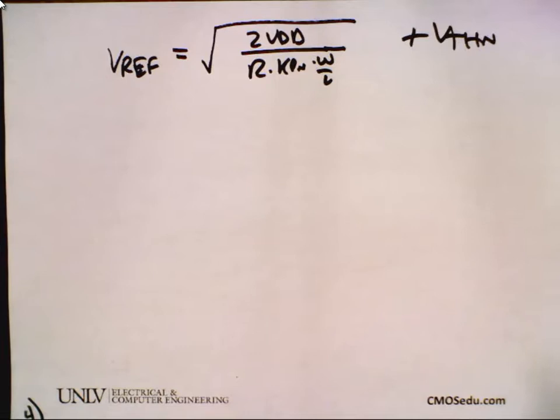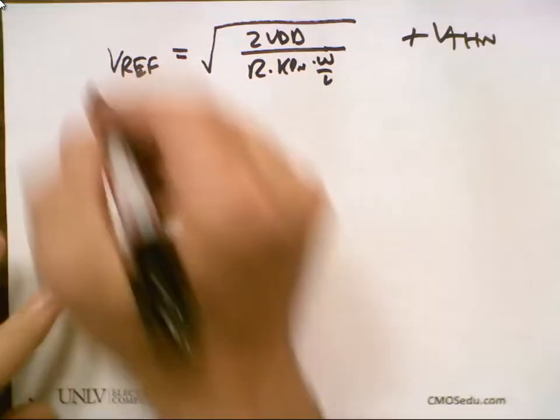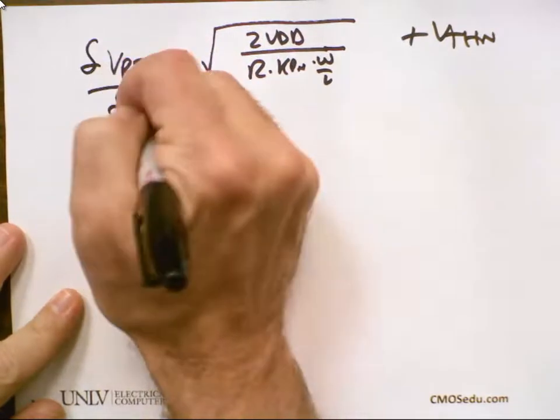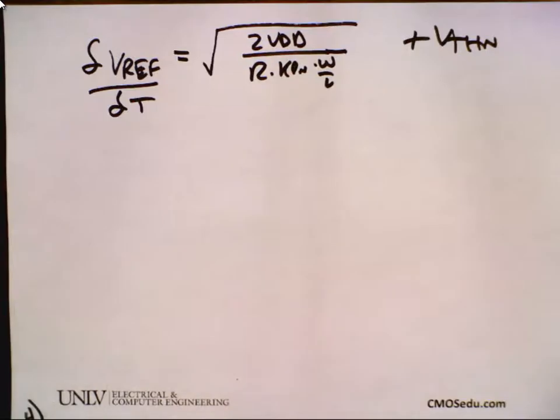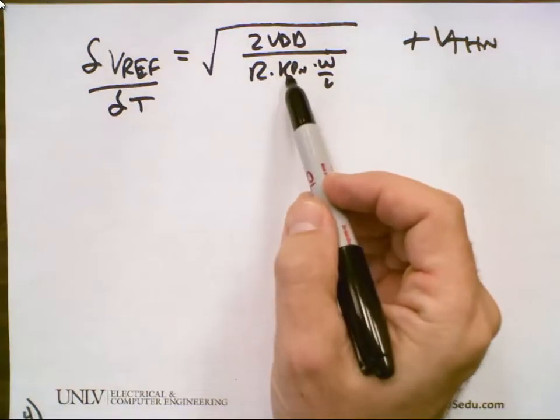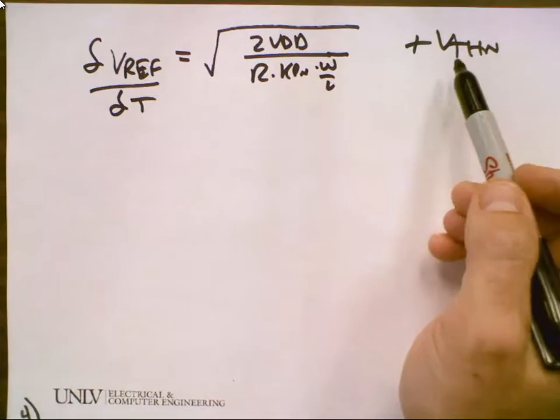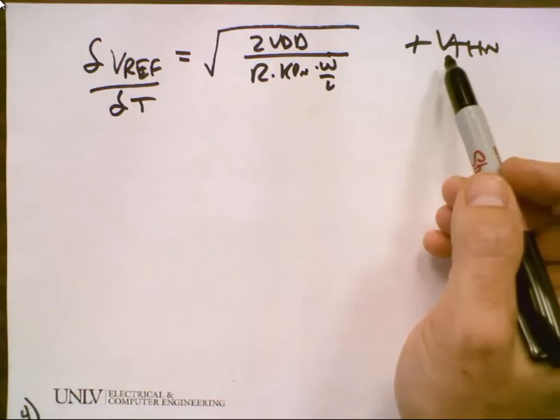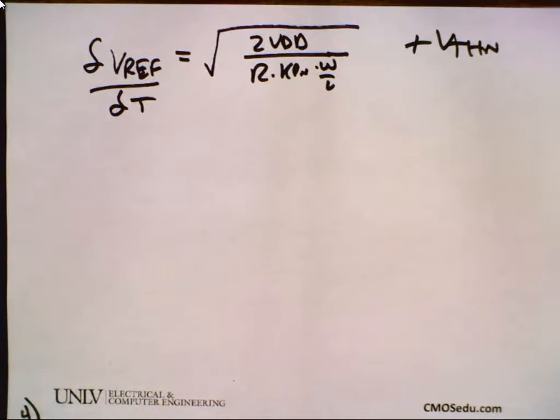Okay, so I want to find the temperature behavior, so I'm going to take the derivative of this with respect to temperature. So tell me, looking at this equation, what values are going to change with temperature? R, Kp, which is the mobility, and then the threshold voltage. Does anybody recall from chapter 9 what a typical value for a long channel threshold voltage change was?